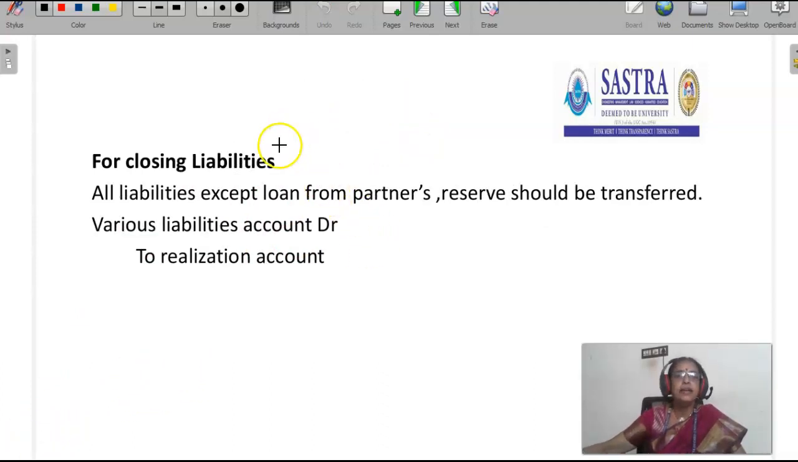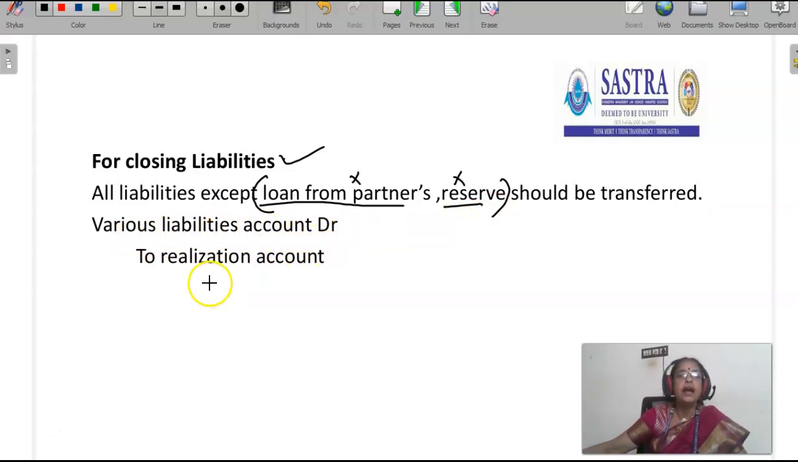Then the second one is closing the liabilities. First we have to close the assets, second we have to close the liabilities. All liabilities should be transferred except loan from partner and reserve. These two should not be transferred. Except these two, all the other liabilities should be transferred to the realization account. The entry is various liabilities accounts debit to realization account.